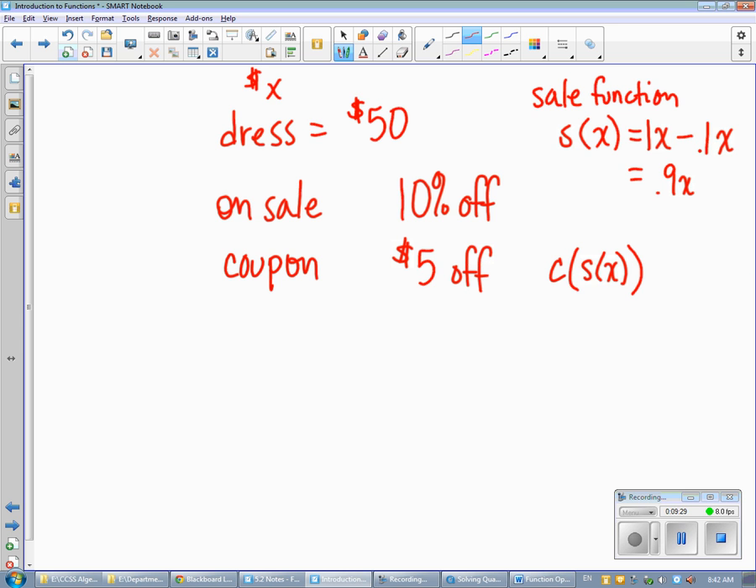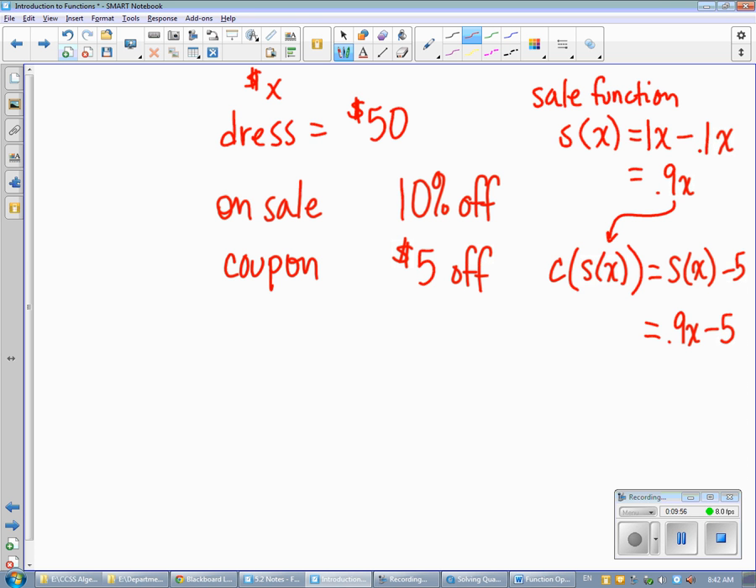So that would be basically looking at S of X minus 5. And so whatever the sale price was, I'm going to subtract another $5. And so this is what we call function composition. It is substituting one function in as the independent variable for another. And so when I do that, because S of x is equivalent to 0.9x, I end up with 0.9x minus 5.